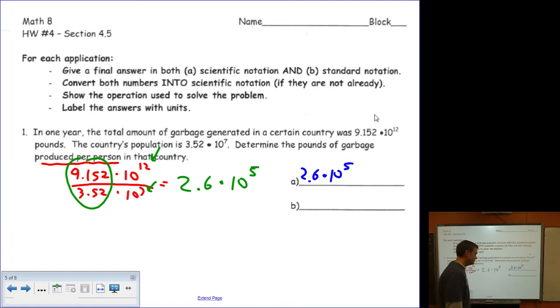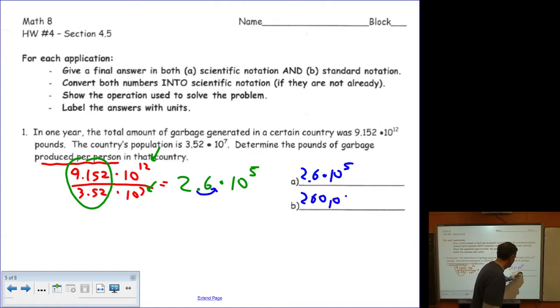Or, in standard notation, that would be 5 spots that way. That's 1, and I need 4 zeros. So 2, 6, 0, 0, 0, 0. And that would be pounds per person. Got to put units on your answer.